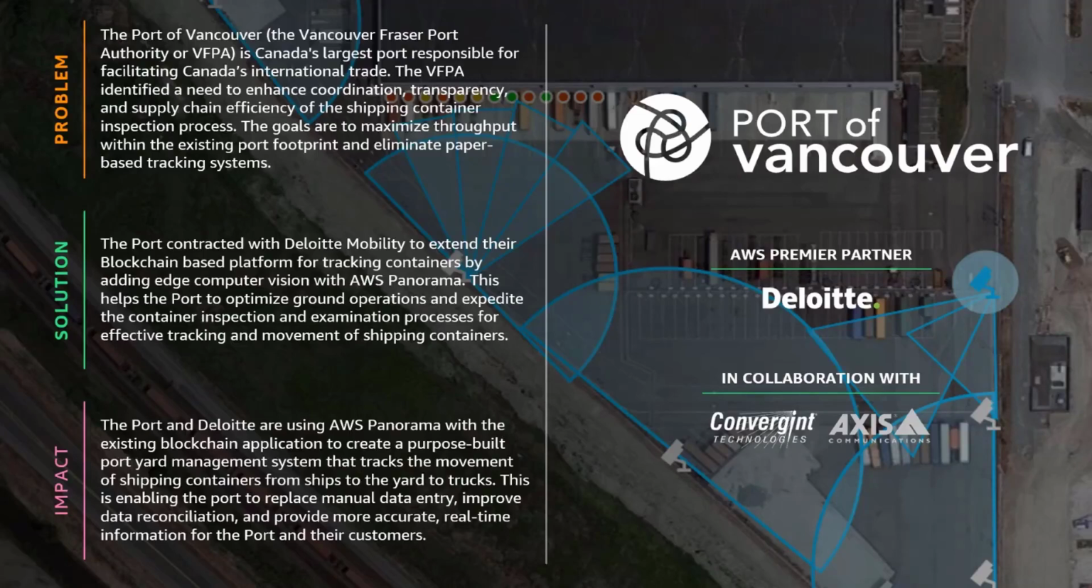So they worked with AWS partner Deloitte to implement computer vision at the edge using AWS Panorama to be able to increase visibility of their container inspection process. And that meant that the port's customers and stakeholders were able to get accurate, real-time information on where any container was in the container inspection process. With AWS Panorama, they're able to do all of this using their existing IP camera infrastructure as part of the solution and run computer vision models locally at the edge, even with limited bandwidth and requirements for data residency.